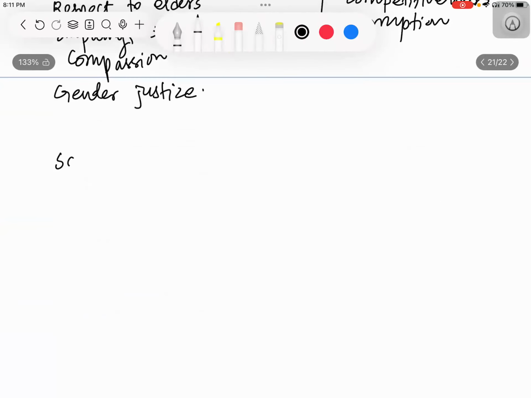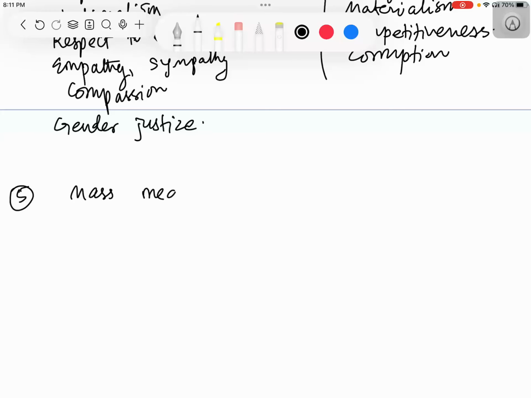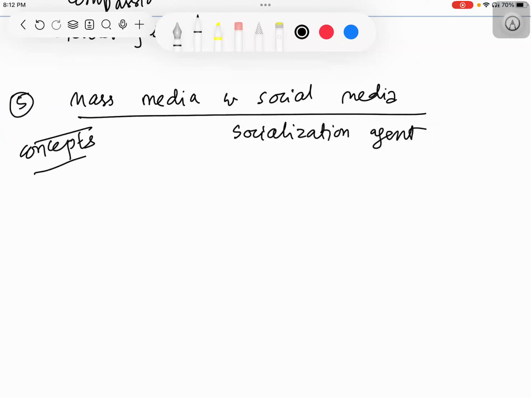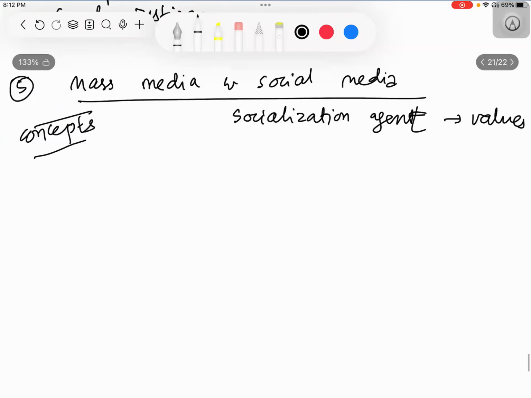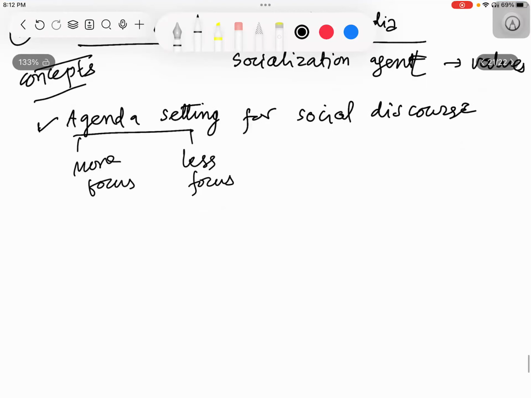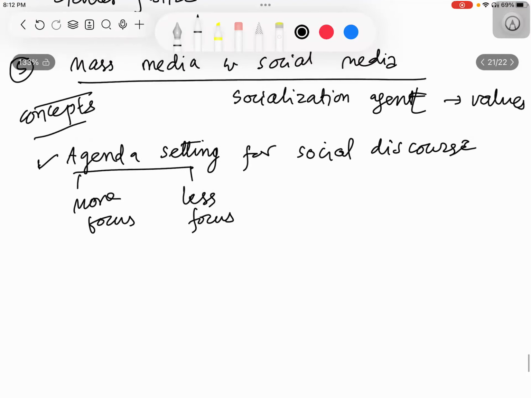I want to focus on another thing: emerging agents of socialization, mass media and social media. Again, we can focus on many virtues and vices, but here I want to focus on some concepts. How are mass media and social media affecting human values? Can we say they are setting the agenda of the social discourse, that is, which topics we will talk about? Yes, they are setting the agenda. They focus more on some things and less on others, and accordingly our attention goes there. For example, materialistic pursuits are given more focus, while actual social issues get less focus.